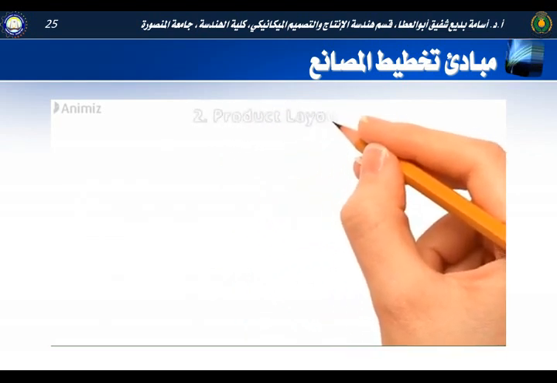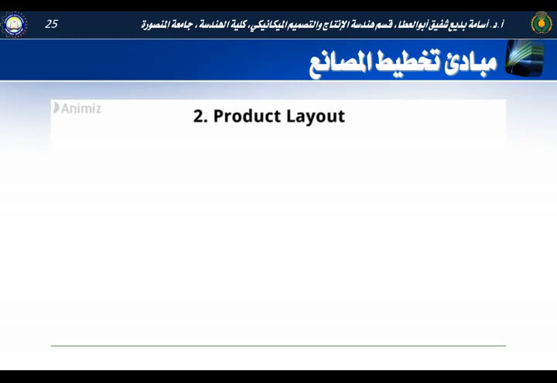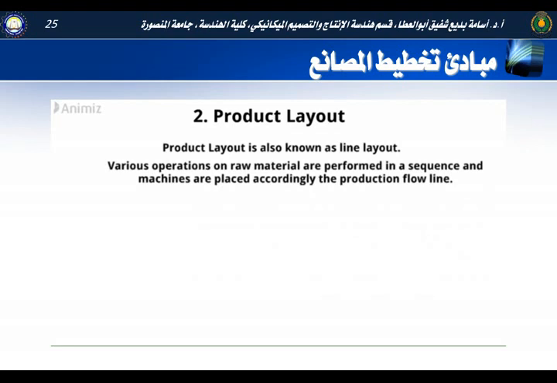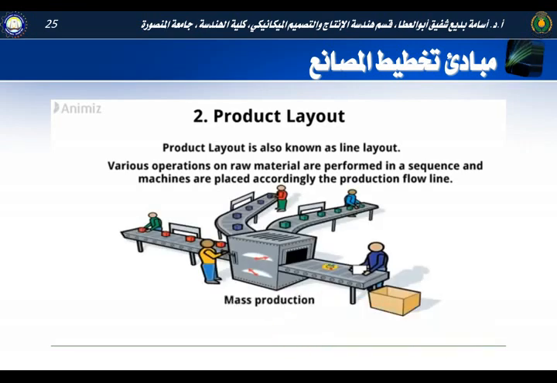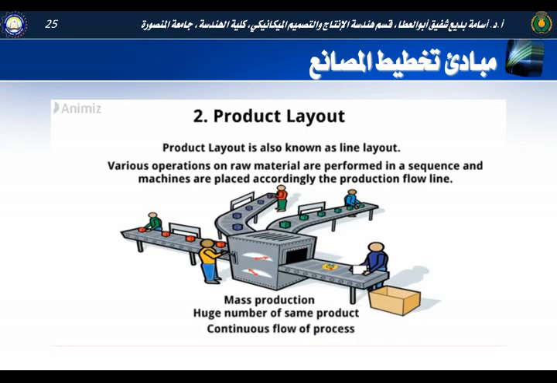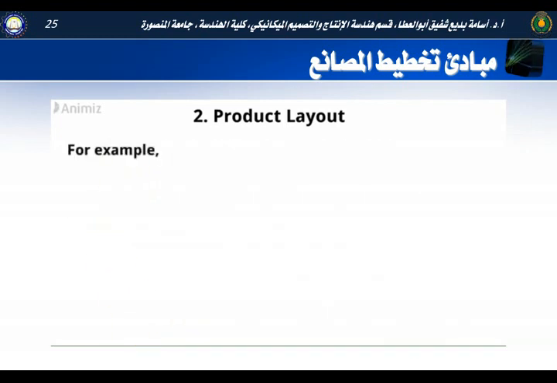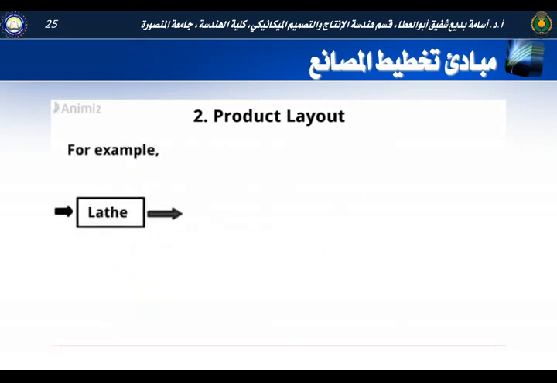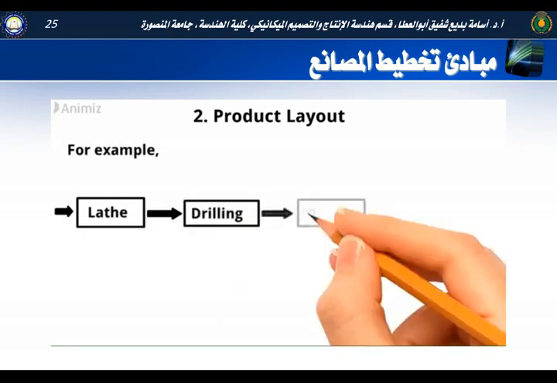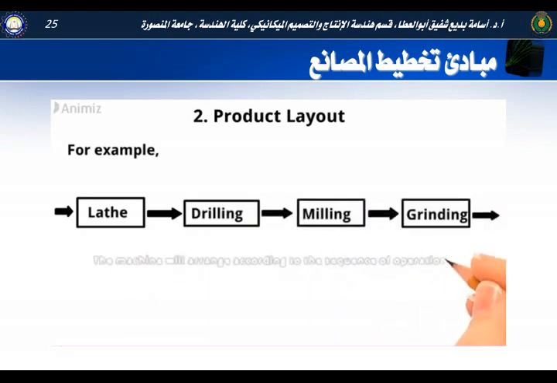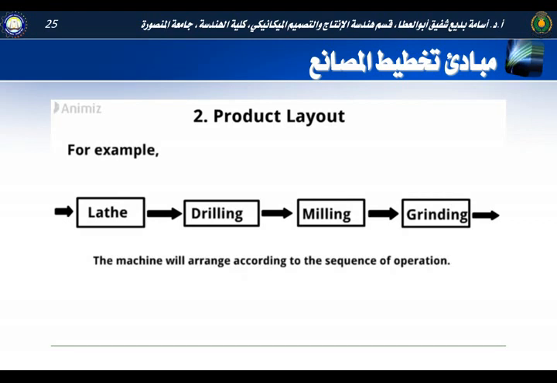Number 2. Product layout. Product layout is also known as line layout. Various operations on raw material are performed in a sequence, and machines are placed accordingly to the production flow line. Product layout applies in mass production, where a huge number of the same product and continuous flow of the process is needed. For example, a job needs lathe operation first, the second operation is drilling, then milling, then grinding. In this case, the machines will be arranged according to the sequence of operations.